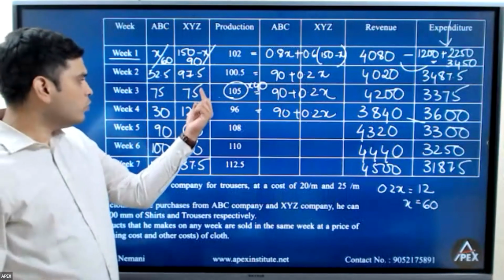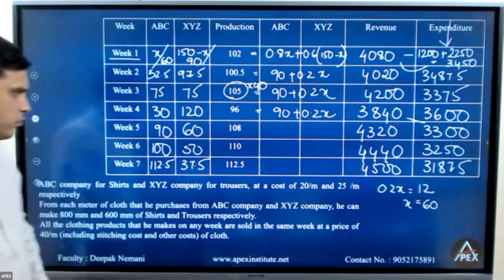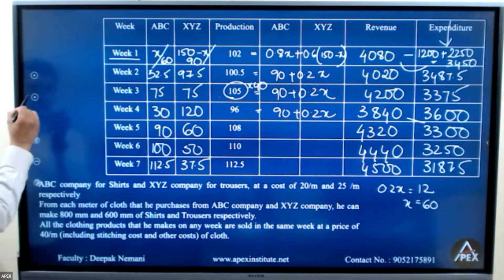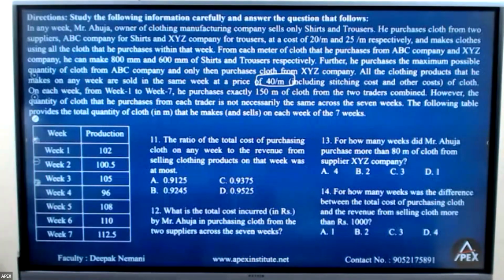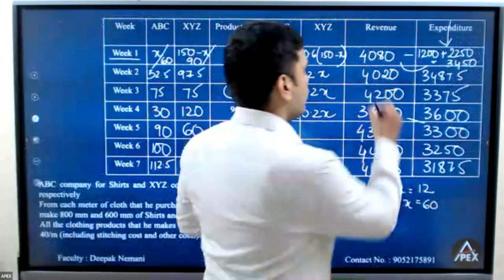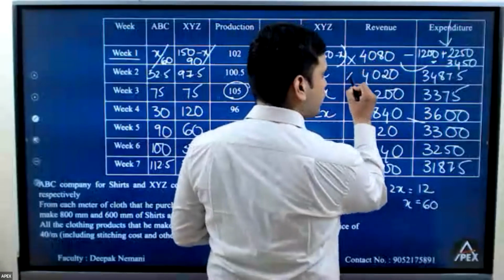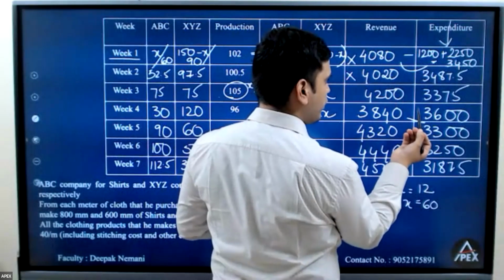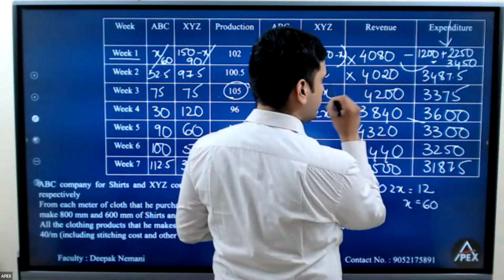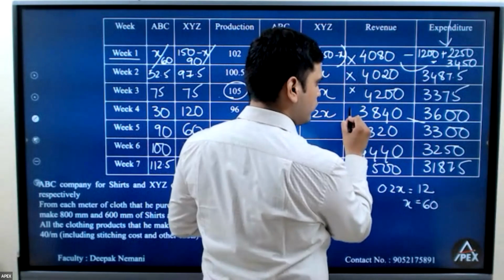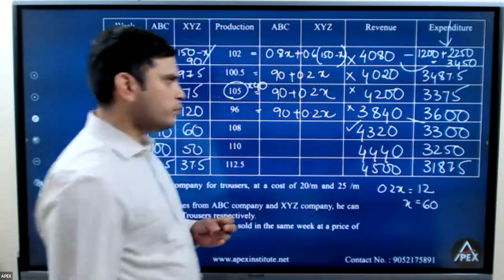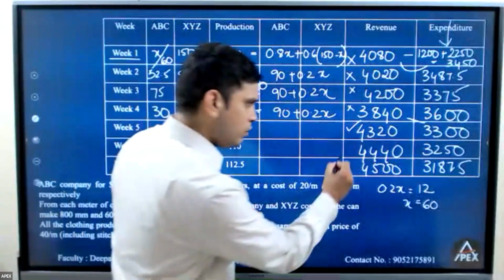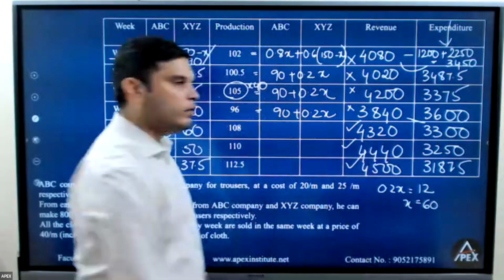1, 2, 3. 3 should be your answer. Now, for how many weeks was the difference between total cost of purchasing and revenue for selling cloth more than ₹1000? Not this one. Revenue minus expenditure kada, not this. 1020, 1, 2 and 3. 3 should be the answer.